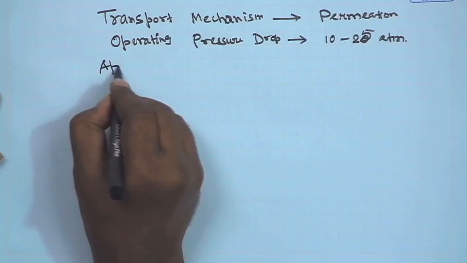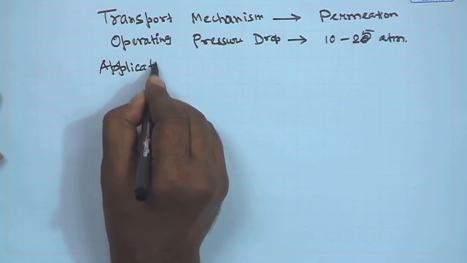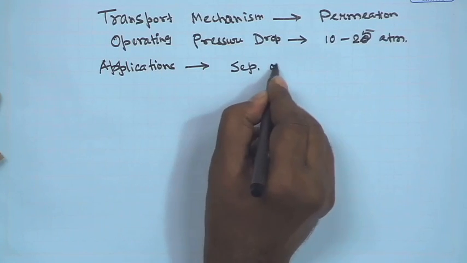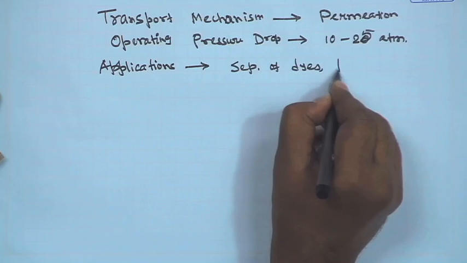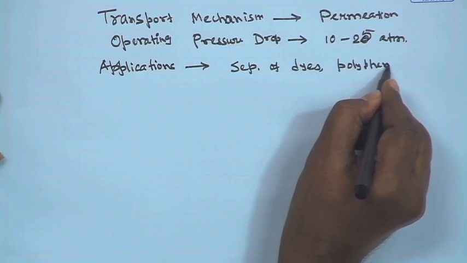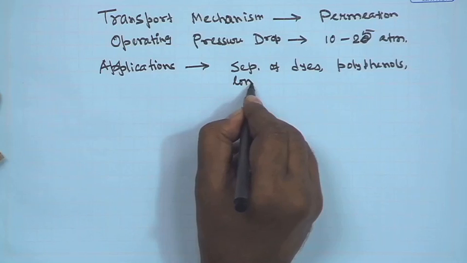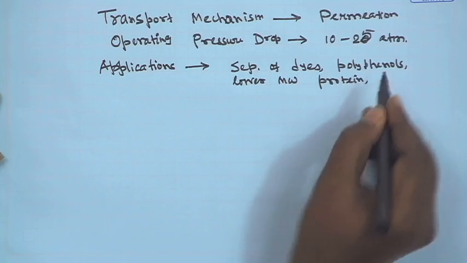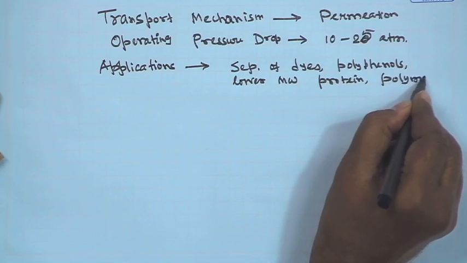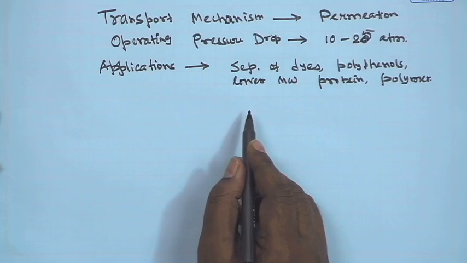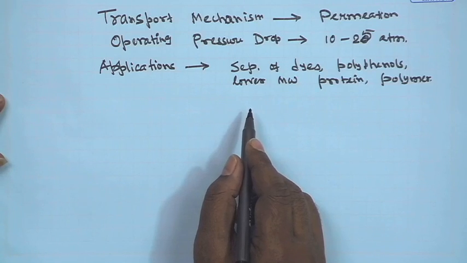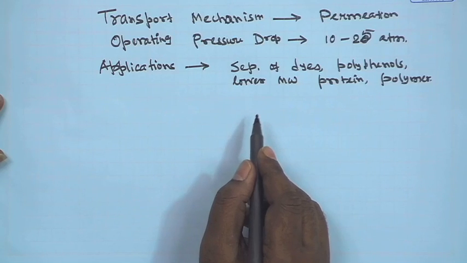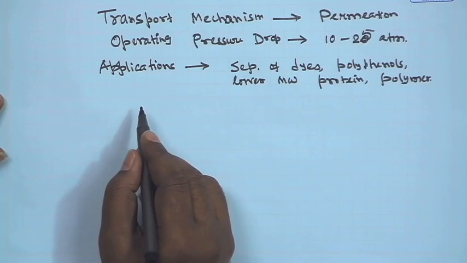And what are the applications? As has been discussed, the applications will be separation of dyes, polyphenols, lower molecular weight protein, polymer. It has a wide application in the pharmaceutical industries. So, nanofiltration can be used for the fractionation, and even for the concentration. So, that goes for the nanofiltration.